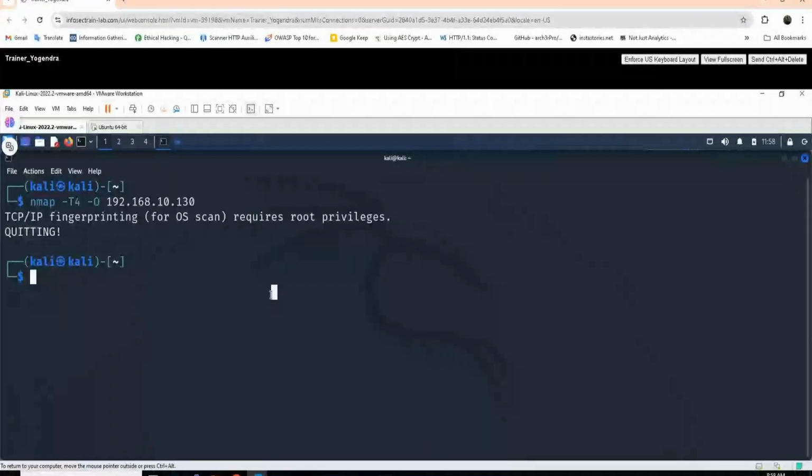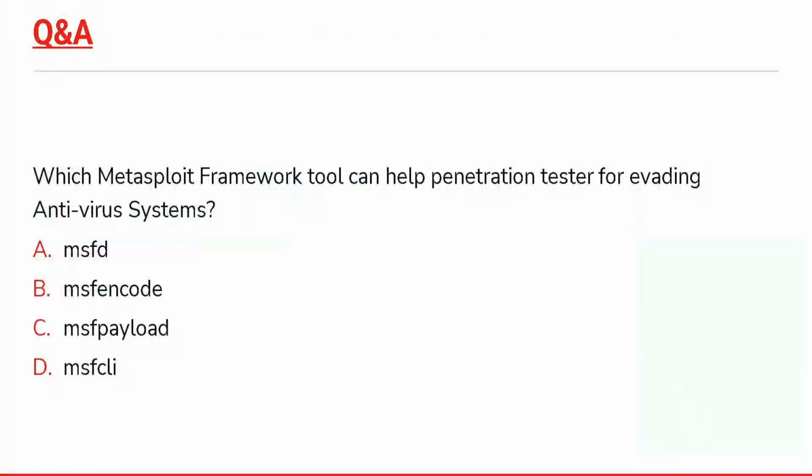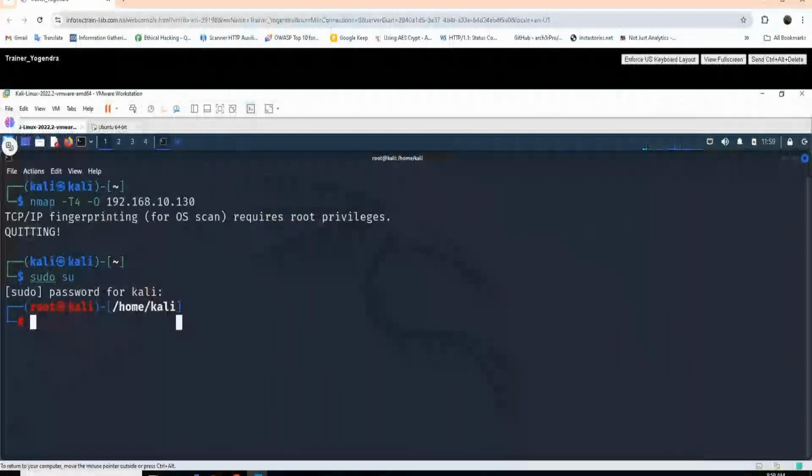If I write sudo su, kali, msfencode, or maybe I have not installed it, or I was having some typos over there. Let me check. Maybe due to the typos it is not accepting it.